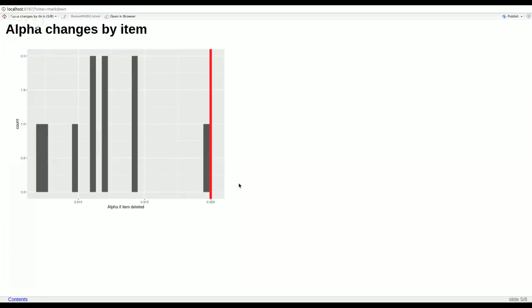So not only do I have classical test theory results in that way, but here are the alpha changes that I just displayed, and these are the raw alpha, and what happens if I change the scale by dropping an item. And you'll see here that for one of the items, it doesn't really change. This red line indicates the overall alpha for the entire scale.